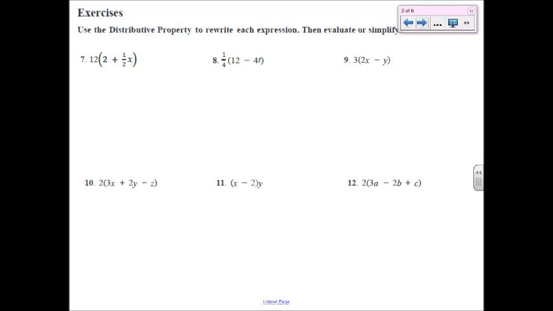Still doing the same sort of thing on number 7. 12 times 2 plus 12 times a half x. 12 times 2 is going to be 24. Half of 12 is 6.